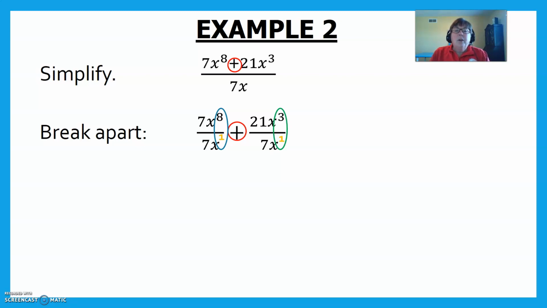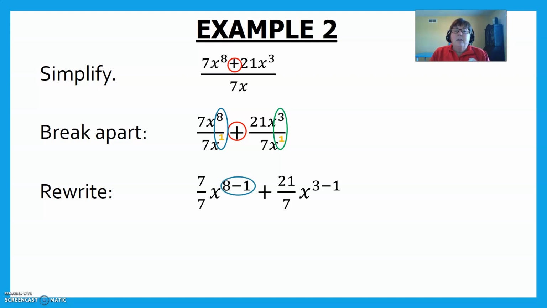And then we're going to rewrite this by putting the numbers together, and then we're going to subtract exponents. So I have 7 over 7, x to the 8 minus 1, plus 21 over 7, x to the 3 minus 1. And I'm going to simplify. So remember, there's the 8 minus 1. There's the 3 minus 1.